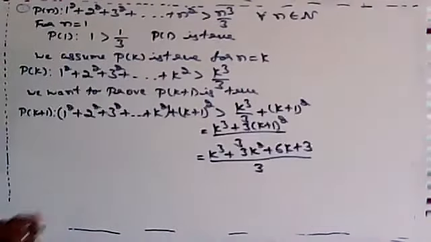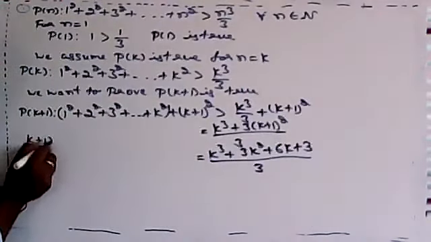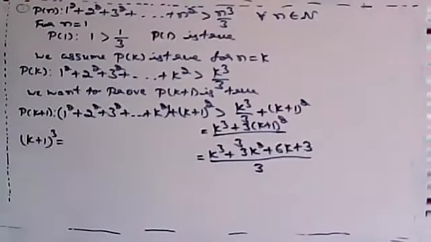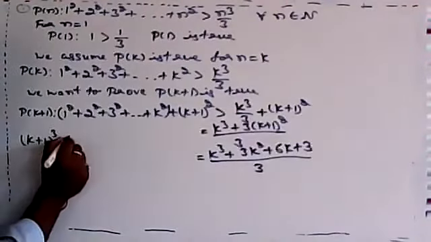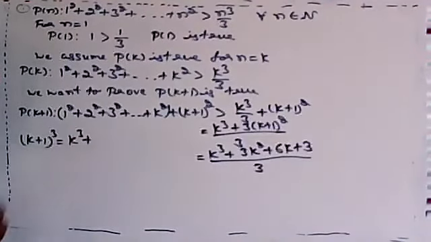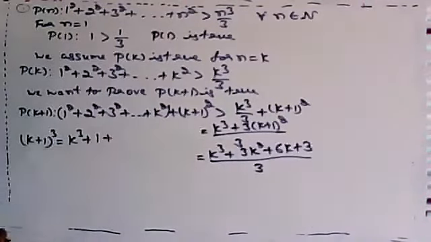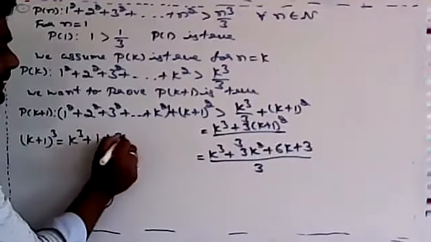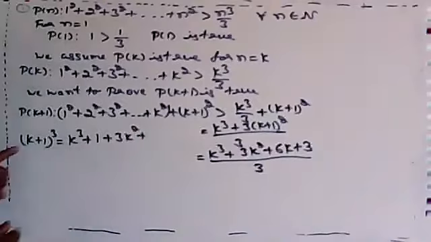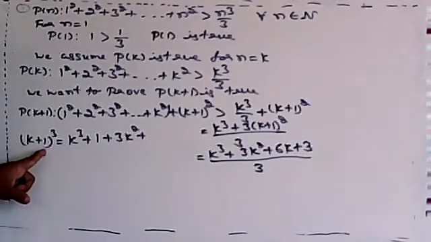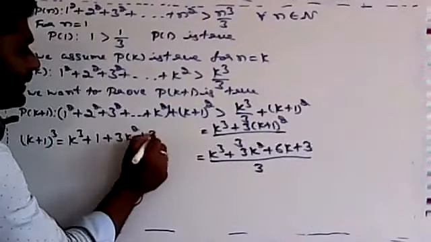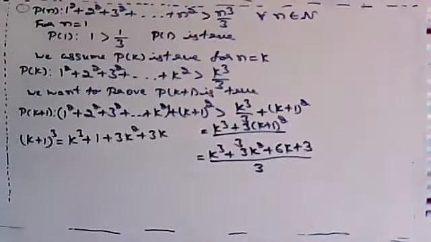So can you tell me what is the k plus 1 the whole cube value? Apply the a plus b the whole cube formula. k cube plus, that is a cube plus b cube, which means 1 cube is 1, plus 3a square b, we know. 3 into k square into 1, that is 3k square, plus 3ab square, 3 into k into 1 square, which is nothing but 3k. Correct or not?